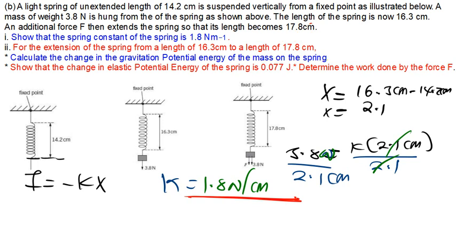Okay, so we go to the second part. Now I'll put my k here, which is 1.8 Newton per centimeter. Because I am going to solve part 2, I think it's okay for me to change this k to Newton per meter. So how can I change this? I think if I just divide this by, I'll do this.